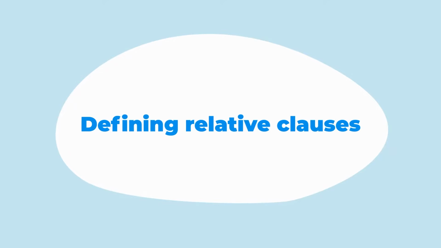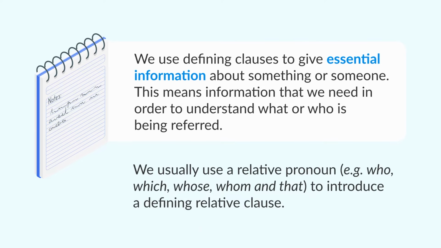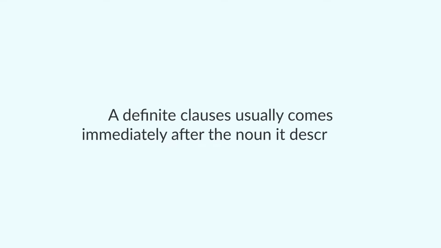Defining relative clauses. We use defining clauses to give essential information about something or someone. This means information that we need in order to understand what or who is being referred to. We usually use a relative pronoun, for example, who, which, whose, whom, and that, to introduce a defining relative clause. A defining clause usually comes immediately after the noun it describes.